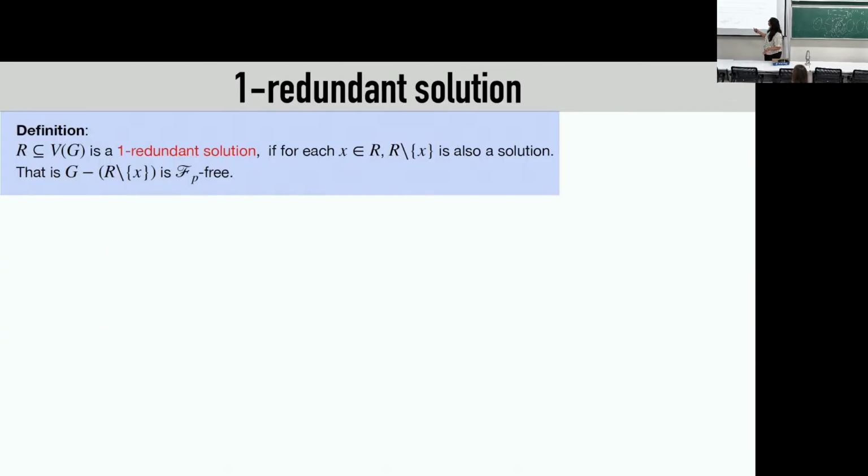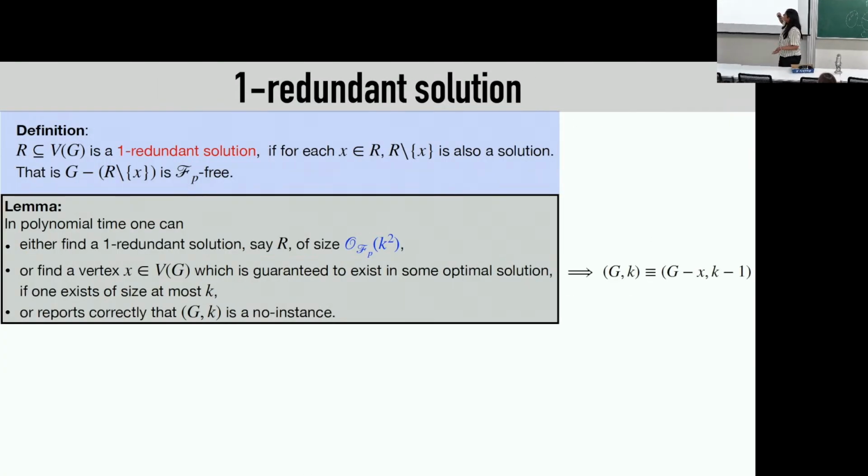And here is the lemma, which basically helps us find these redundant solutions of size quadratic in K. And we will start with this set. And so this will be quadratic. I mean, there is an order thingy, but asymptotically quadratic. So what does this lemma say?